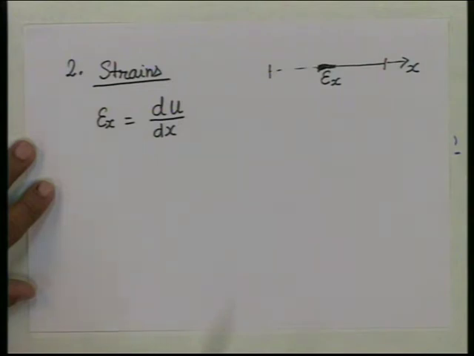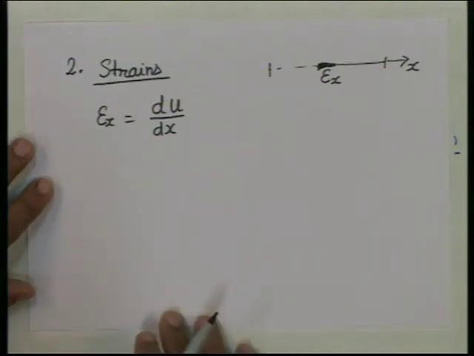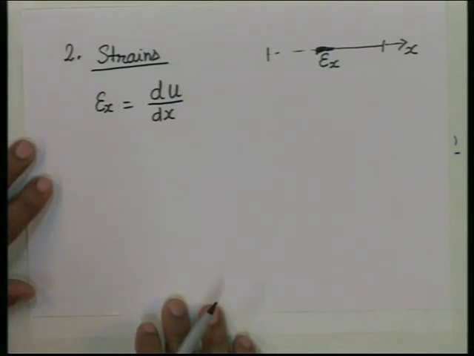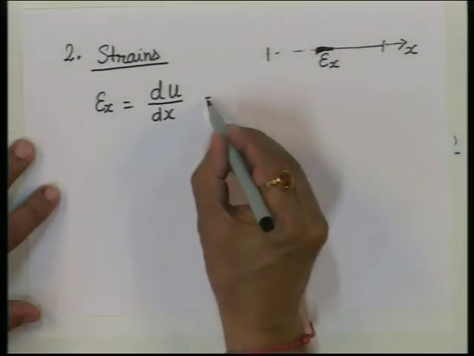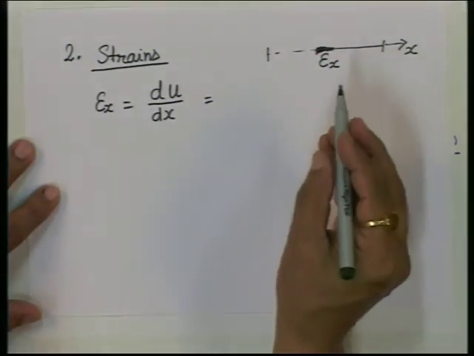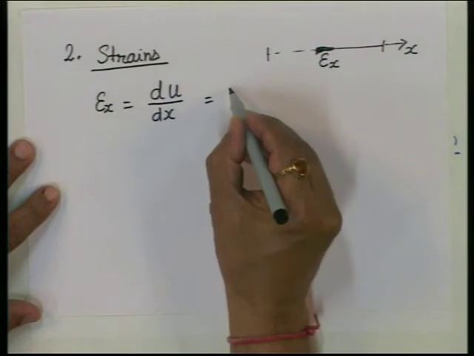It is only one dimensional, otherwise it is a partial. It is one dimension, there is no other variation, all quantities are varying with respect to x only. So, du by dx. So, du by dx, so you have already got. So, can I write this du by dx like this?